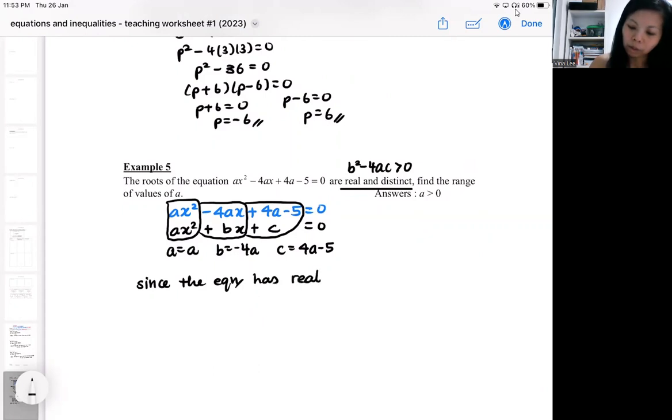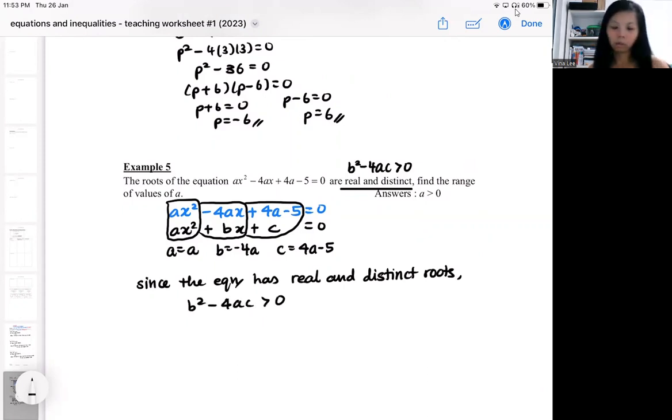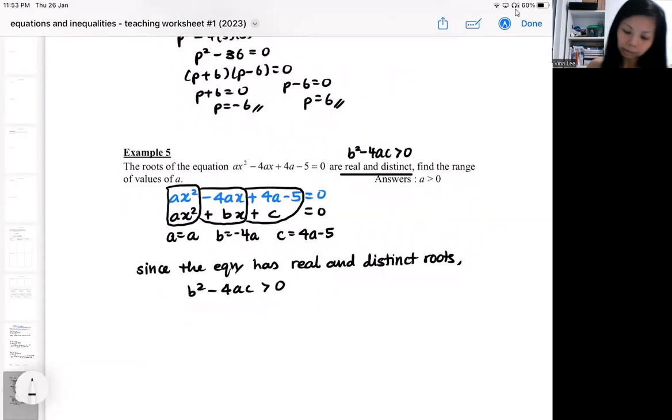So we are told about the nature of the roots, so it leads us back to the condition. And we insert our ABC. After you insert your ABC, it looks more like algebra.